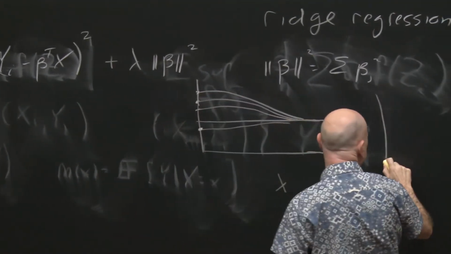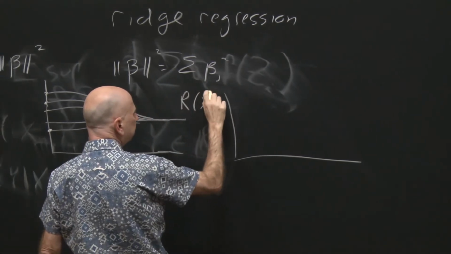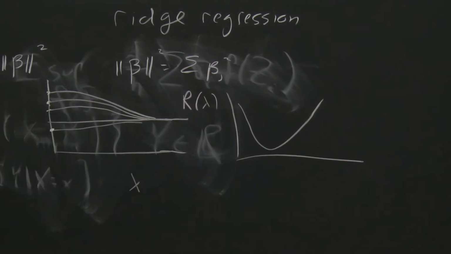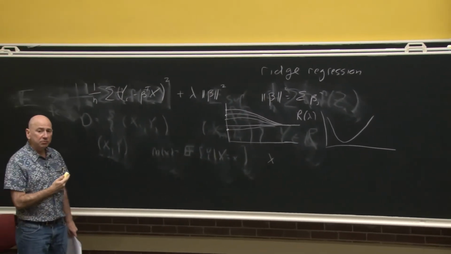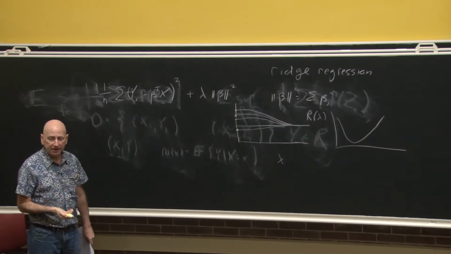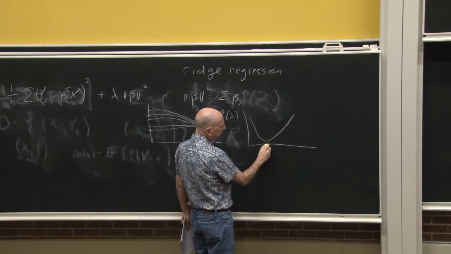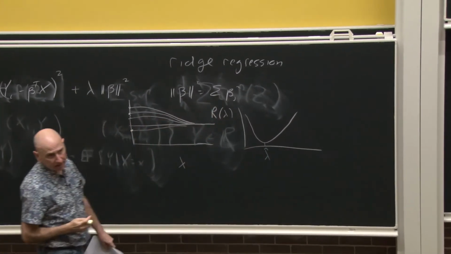And if I plotted the prediction risk as a function of lambda, there's going to be some sort of bias variance trade-off. If I shrink them too much, it's going to be very biased. If I don't shrink them enough, I could have a lot of variance. And so the idea would be to use cross-validation. We'll talk about cross-validation in more detail, but to try to estimate this risk and pick the best lambda.